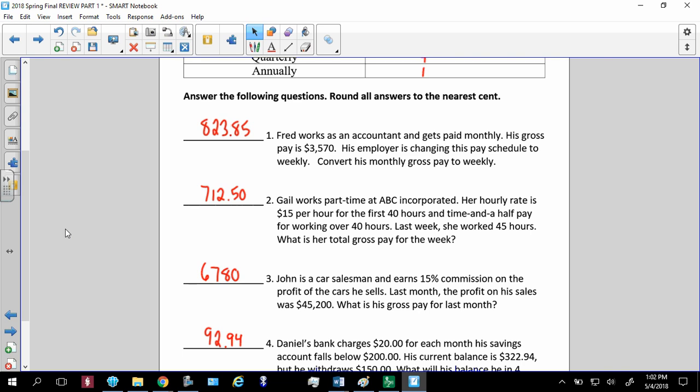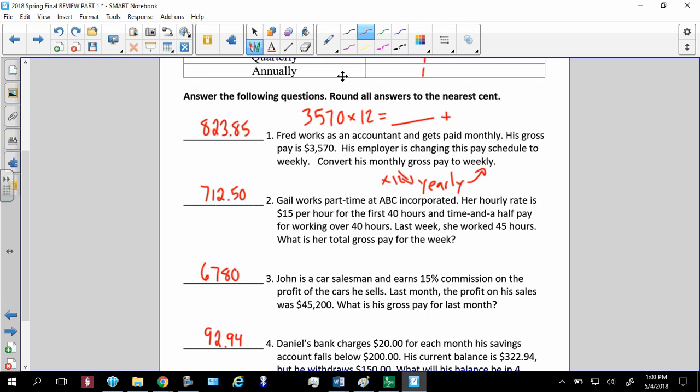Question number one, Fred works as an accountant and gets paid monthly. His gross pay is that. All right, so we are changing from monthly to weekly. Now, if you remember, you cannot go straight from monthly to weekly. Can't do that. So what you're going to have to do is go from monthly, change it to yearly, and then divide back to weekly. You're dealing with monthly, so that is a times 12 situation. Let me just write it up here, 3,570 times 12. You're going to get your answer, and then you're going to divide your answer. That's the division. I don't know why I put addition. It's going to be a long video if I make these mistakes. And divide that by 52.